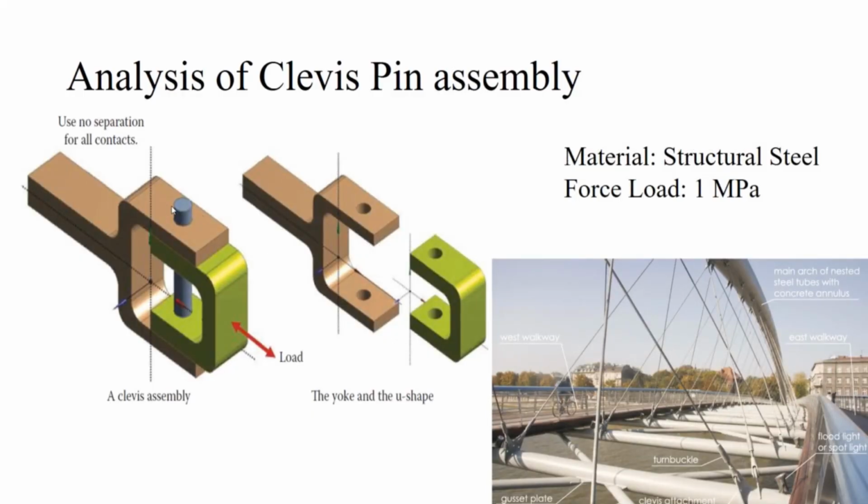In this problem, we have an assembly of a clevis pin, and you can see in such types of structures there is a clevis attachment. Here in this problem we are going to have a yoke, a U shape, and a pin, and all these parts are made up of structural steel. On the other end we have a load of 1 MPa applied on this particular face, and this particular face is fixed.